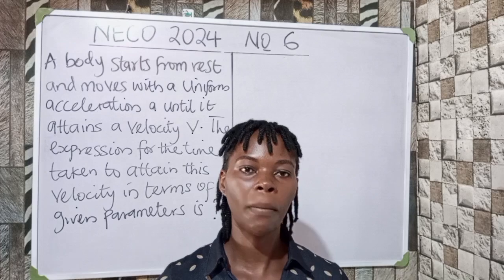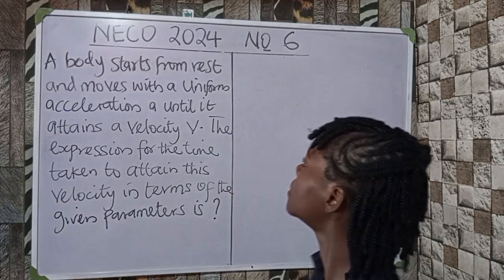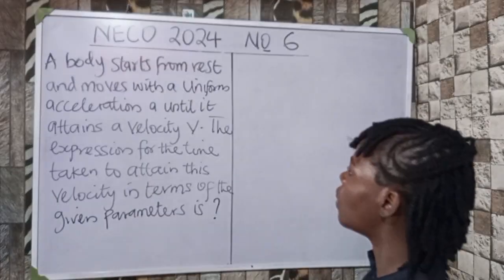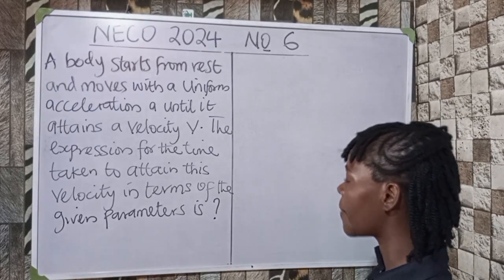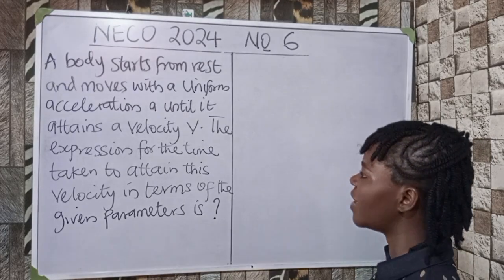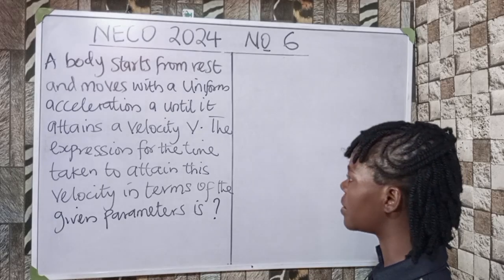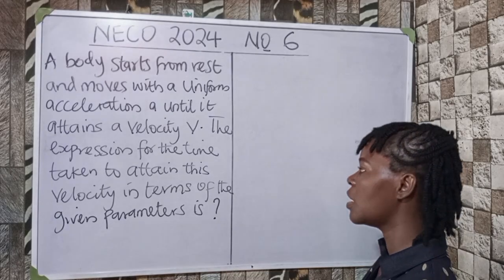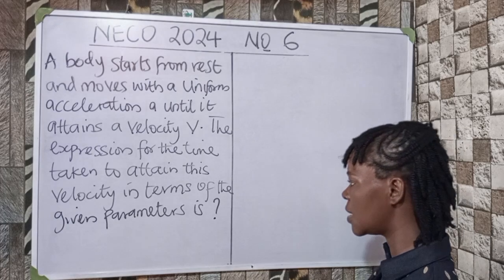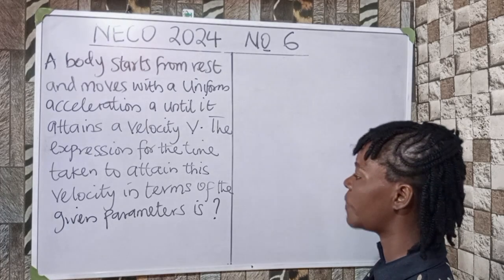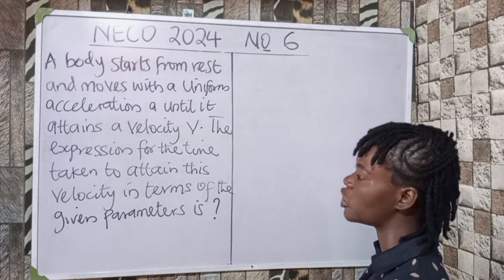Let's look at question number 6. A body starts from rest and moves with a uniform acceleration a until it attains a velocity v. The expression for the time taken to attain this velocity in terms of the given parameters is dash.